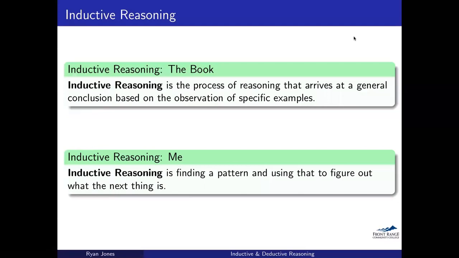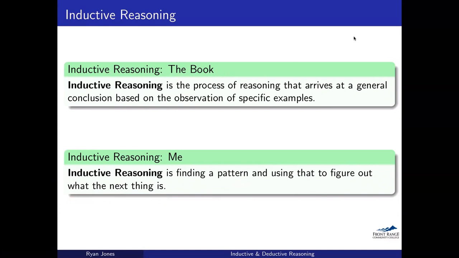Let's go ahead and start off, though, with some definitions, but I'm going to simplify them, make them a little easier to understand. So the book will define inductive reasoning as the process of reasoning that arrives at a general conclusion based on the observation of specific examples. And I hear that and I go, yikes, that's pretty annoying. It's hard to parse through. There's a lot of big words and it's just weird. So basically what I like to do is turn this into something a little easier. Inductive reasoning is just finding a pattern and using that pattern to figure out what the next thing is.